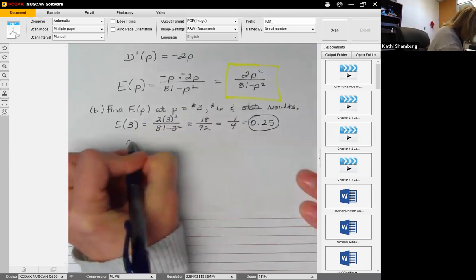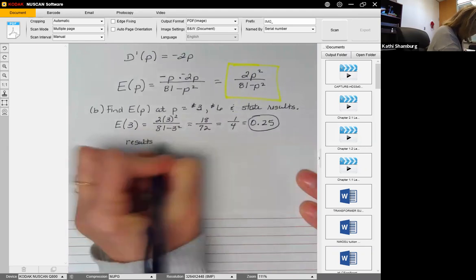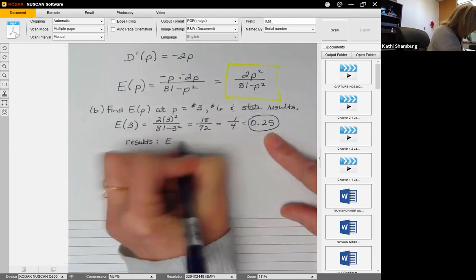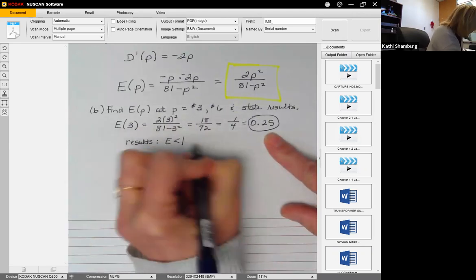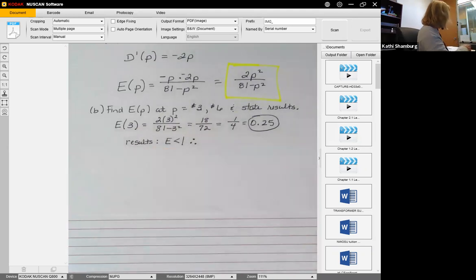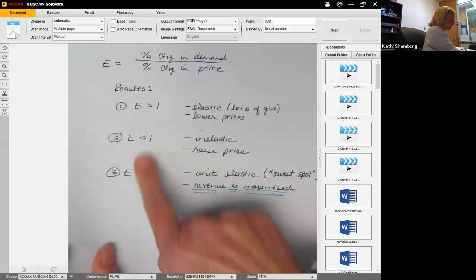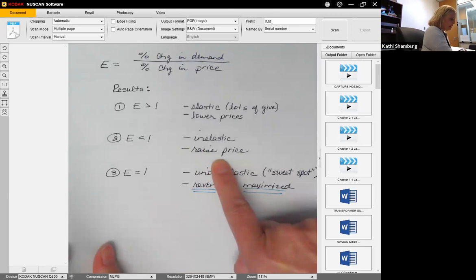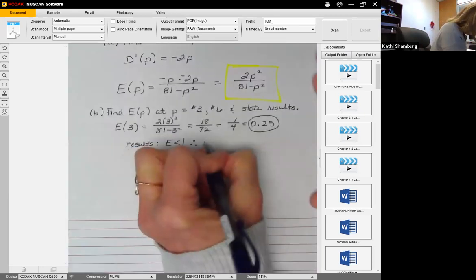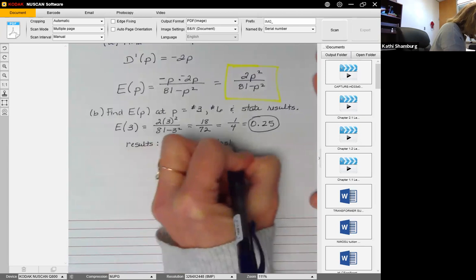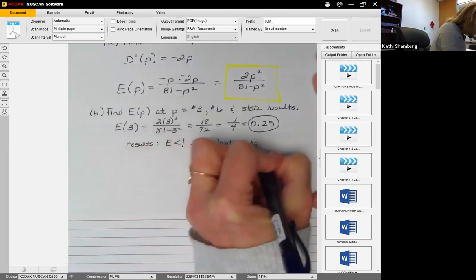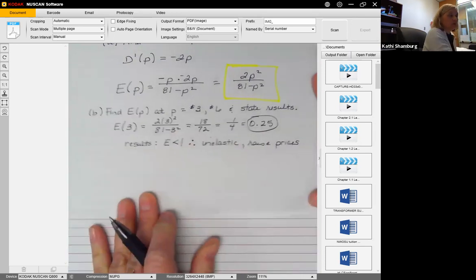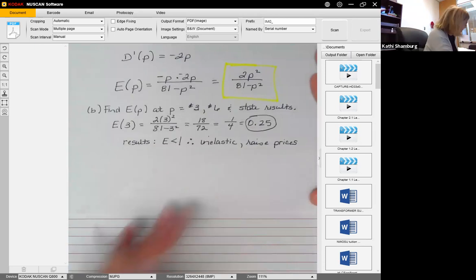So if I am stating the results, this is obviously less than 1. Therefore, if it's less than 1, it's inelastic, which means we need to raise prices. So this is inelastic, tells me to raise my prices. So maybe Starbucks did this when they raised the price of my coffee.